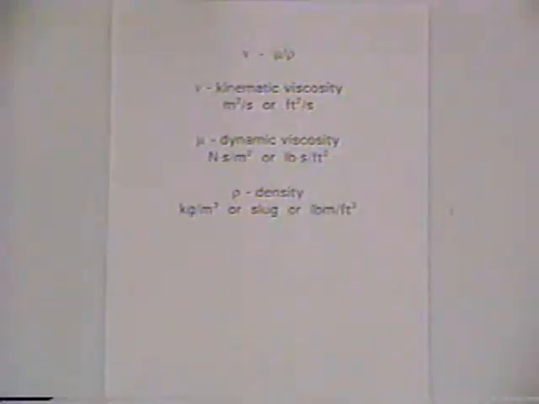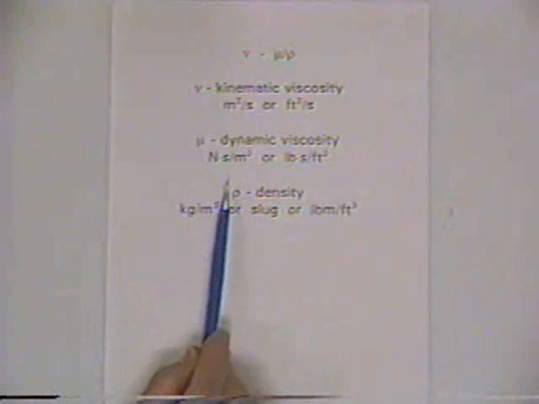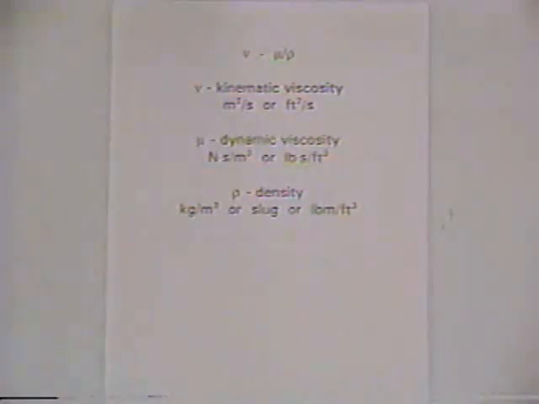In different formulas, you often see both viscosity and density, and so we use the term kinematic viscosity to combine the two. Kinematic viscosity is just the absolute viscosity divided by the density, and it would have units meters squared per second in the SI version of the metric system, or feet squared per second in the English system. And of course, dynamic viscosity would be newton seconds per square meter, or pound seconds per square foot.